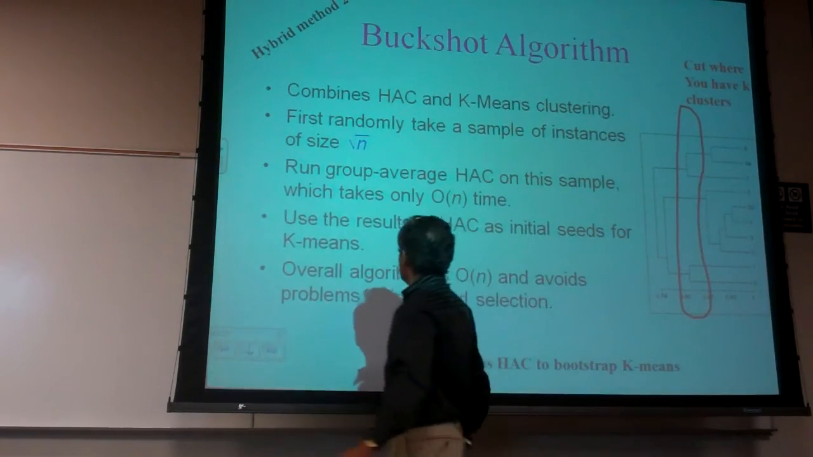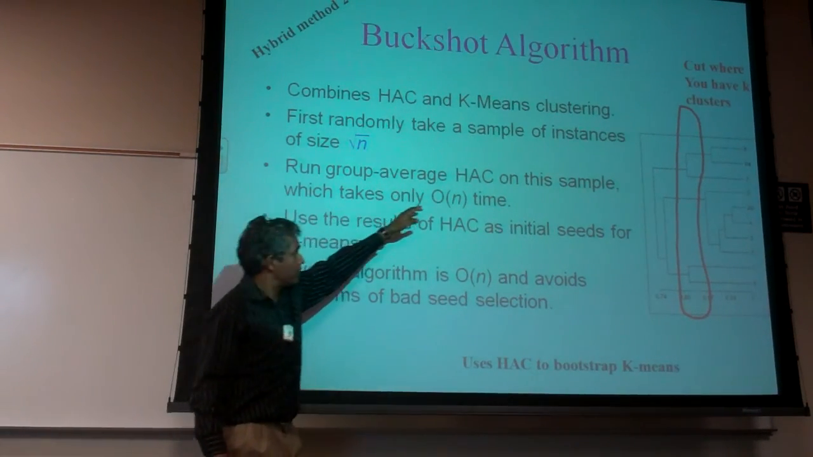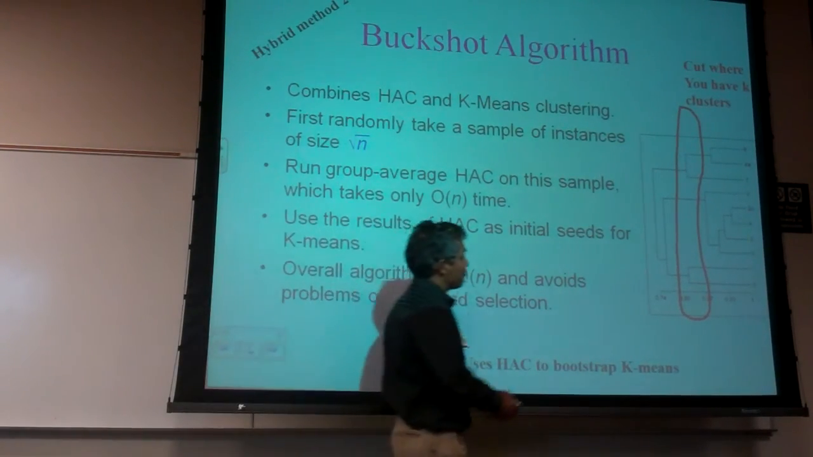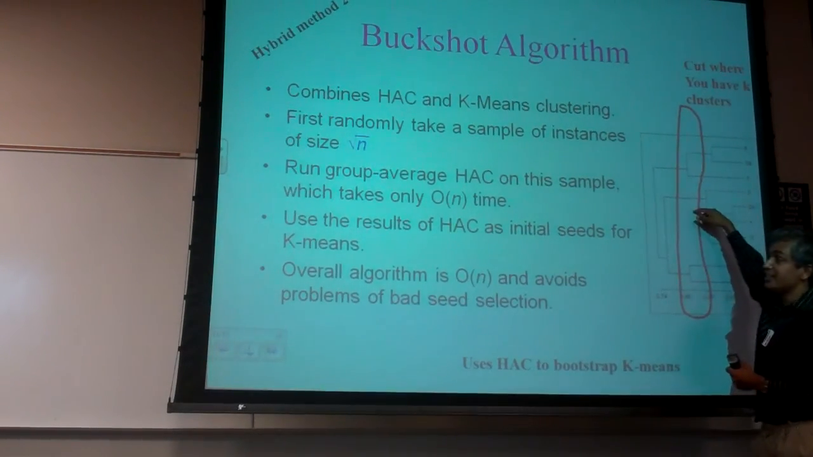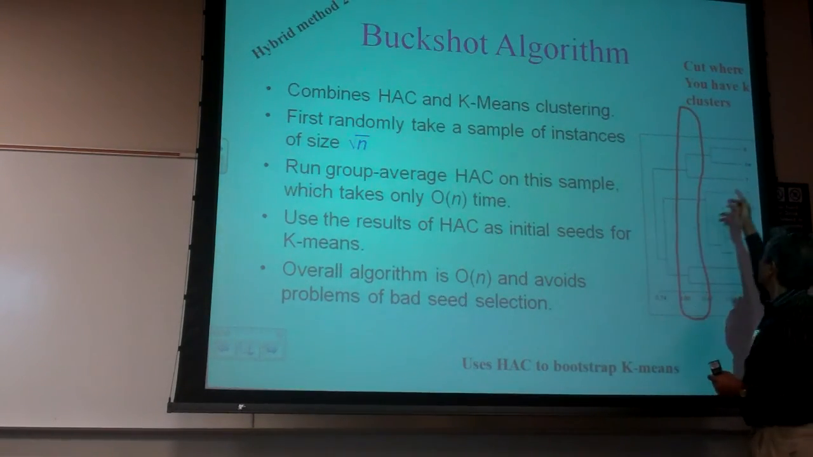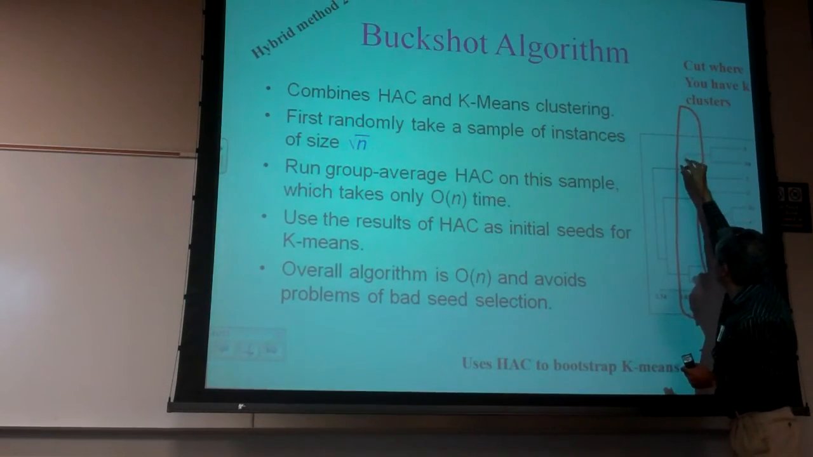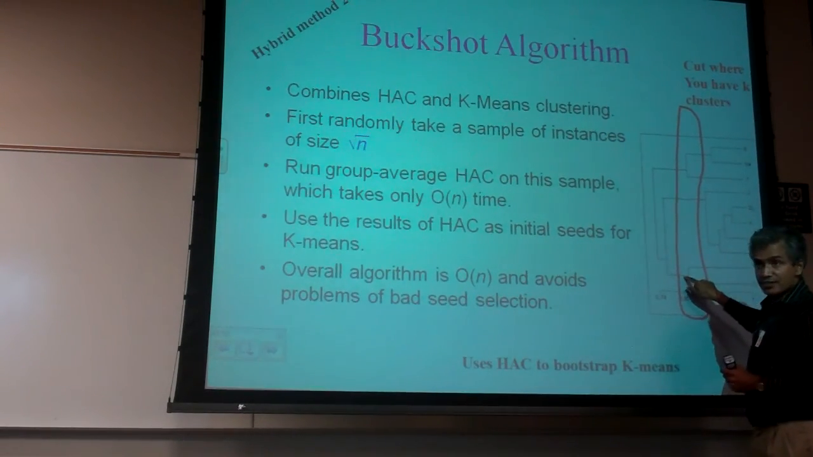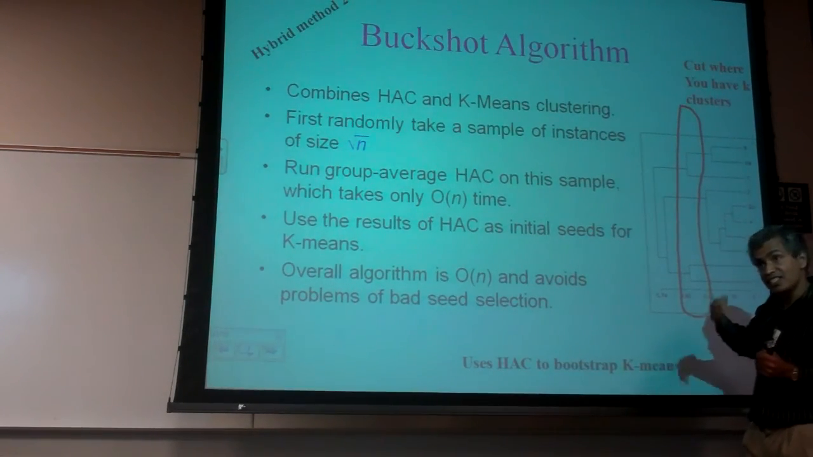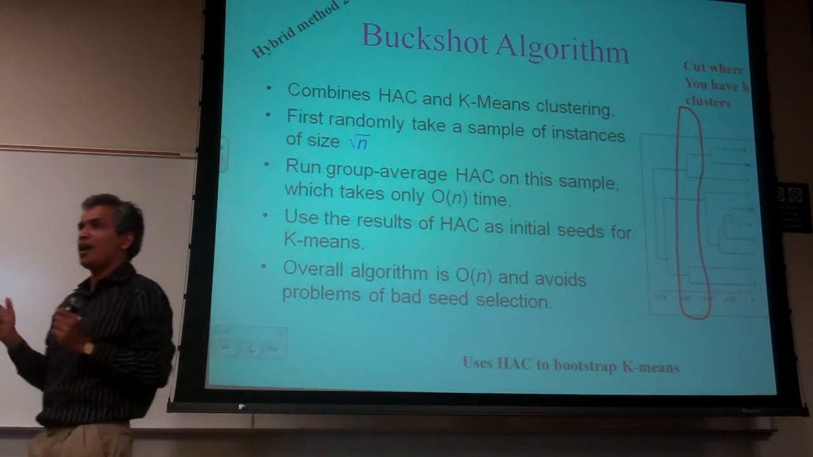So now, I do the hierarchical agglomerative clustering first, then I can use the results of this as the initial seeds for the k-means. So if I look for k equal to 3, then I look for this, and this, and the centroid of these clusters, and use that as the seeds, and then run k-means on the entire data now, not on square root n data.